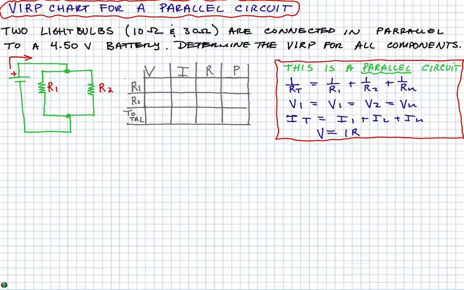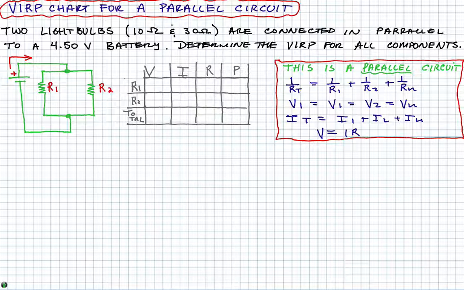If you recall the previous video, I showed you how to determine the VIRP chart for a series circuit. I use the same type of resistors, and what I ask that you do is compare the results of this VIRP chart, the parallel one, to the VIRP chart of the series connection, and you will recognize some of the differences between the series connection and the parallel connection. So I'll return to that idea later on.